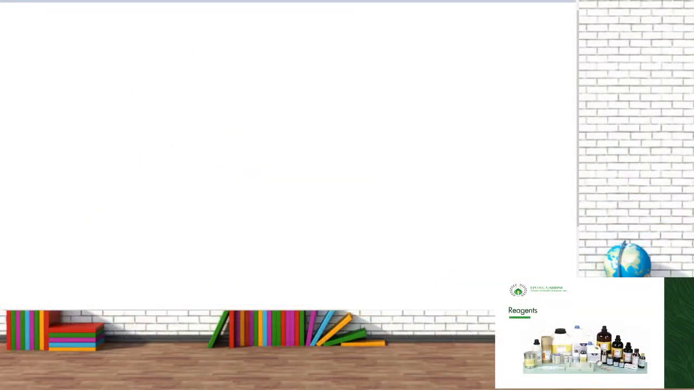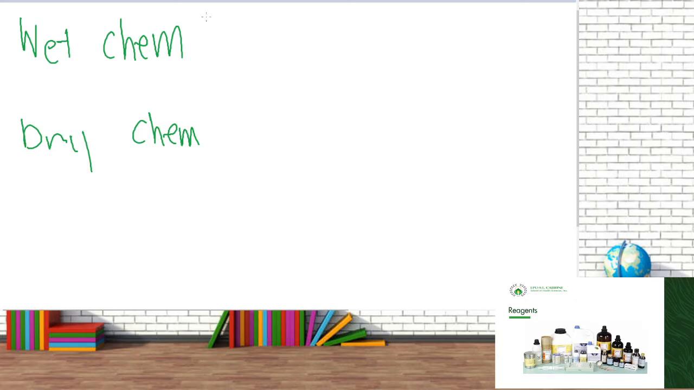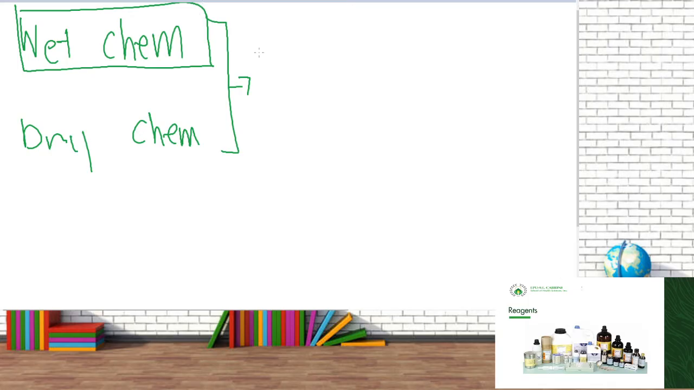So, ano pong ibig sabihin nyo ng two types of chemistry? Okay? We have the wet chemistry and the dry chemistry. Okay, again, we have the wet chem and we have the dry chemistry. So, ano po yung ibig sabihin ng mga yan? Okay? When we say wet chemistry, these are the chemical analyzers that use liquid reagents.